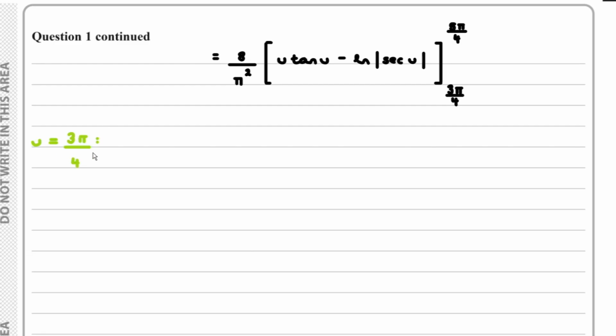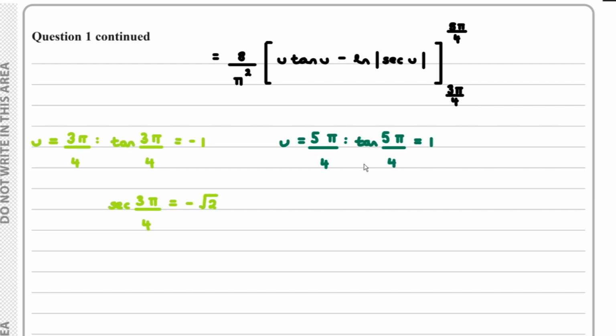When u is equal to 3 pi over 4, the tan of 3 pi over 4 is equal to -1, and sec of 3 pi over 4 is equal to -√2. And when u is equal to 5 pi over 4, tan of 5 pi over 4 is equal to 1, and sec of 5 pi over 4 is equal to -√2. So we can continue working this out by substituting all that in.